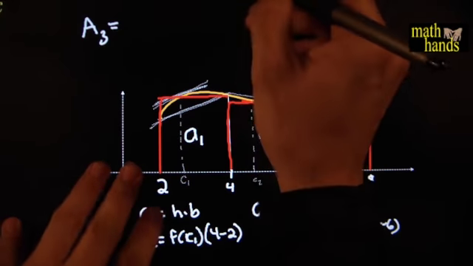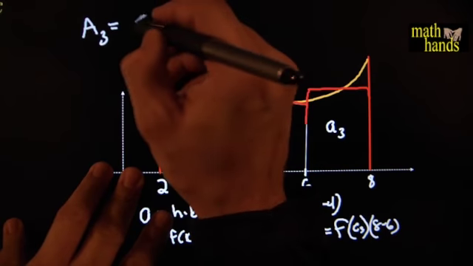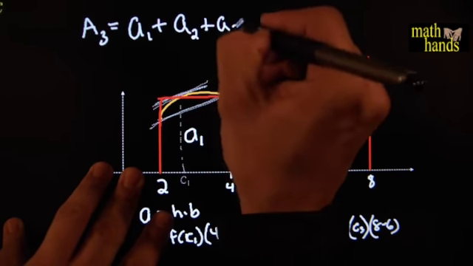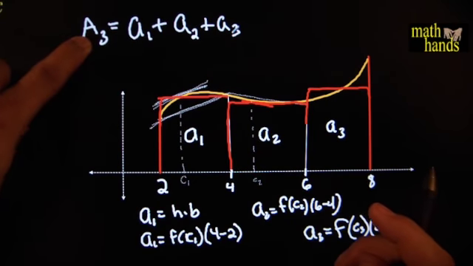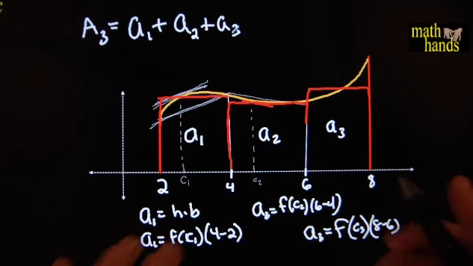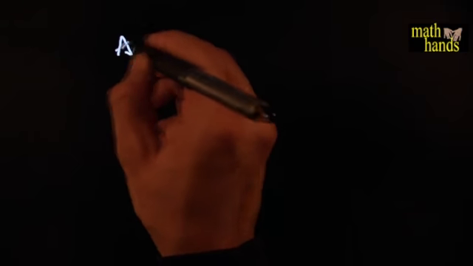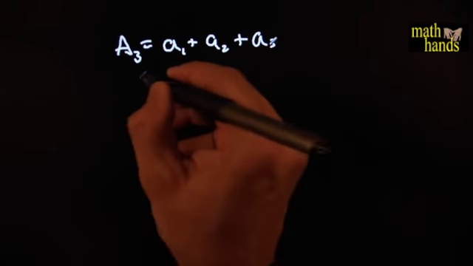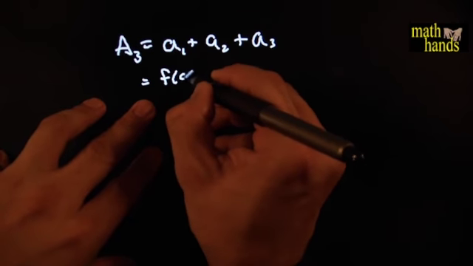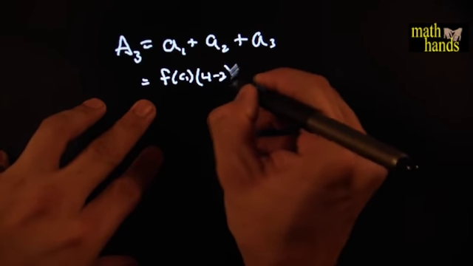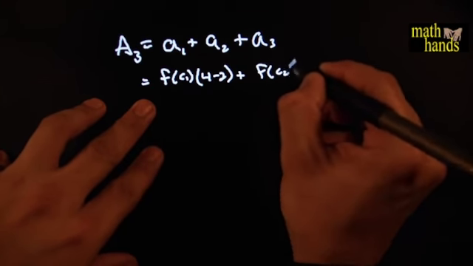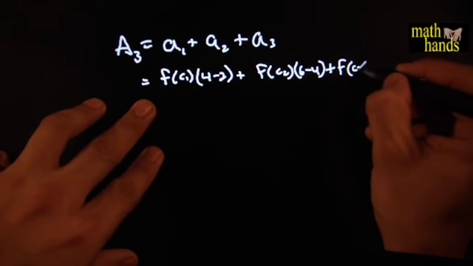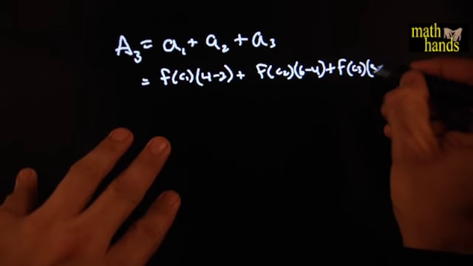So A3 would be the first little area plus the second little area plus the third little area. That would be my area of 3 rectangles. Now let's look at that more carefully. A3 would be equal to A1 plus A2 plus A3, and we say that's equal to f of C1 times 4 minus 2, plus f of C2 times 6 minus 4, plus f of C3 times 8 minus 6, right?